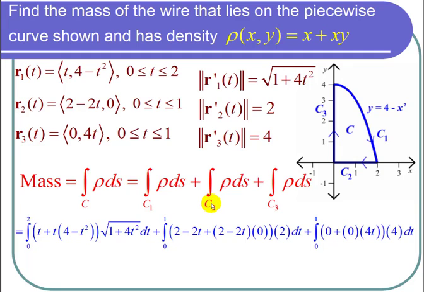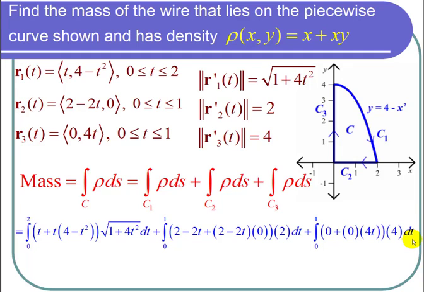For C2, t goes from 0 to 1, so I have the integral from 0 to 1, and x is 2 minus 2t, y is 0, so x plus xy is 2 minus 2t plus (2 minus 2t) times 0, and then the magnitude of r prime is 2, so I get 2 dt. For the third curve, t again goes from 0 to 1, so the integral goes from 0 to 1. Here x is 0 and y is 4t, so I get 0 plus 0 times 4t. And then r prime in magnitude is 4, times dt.